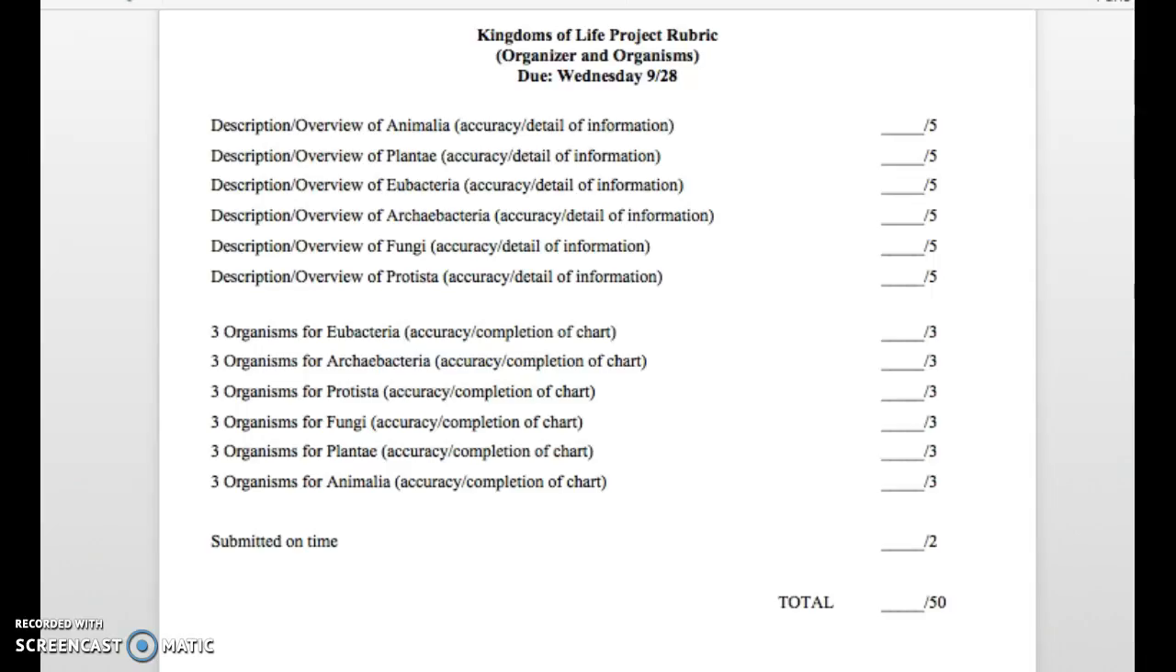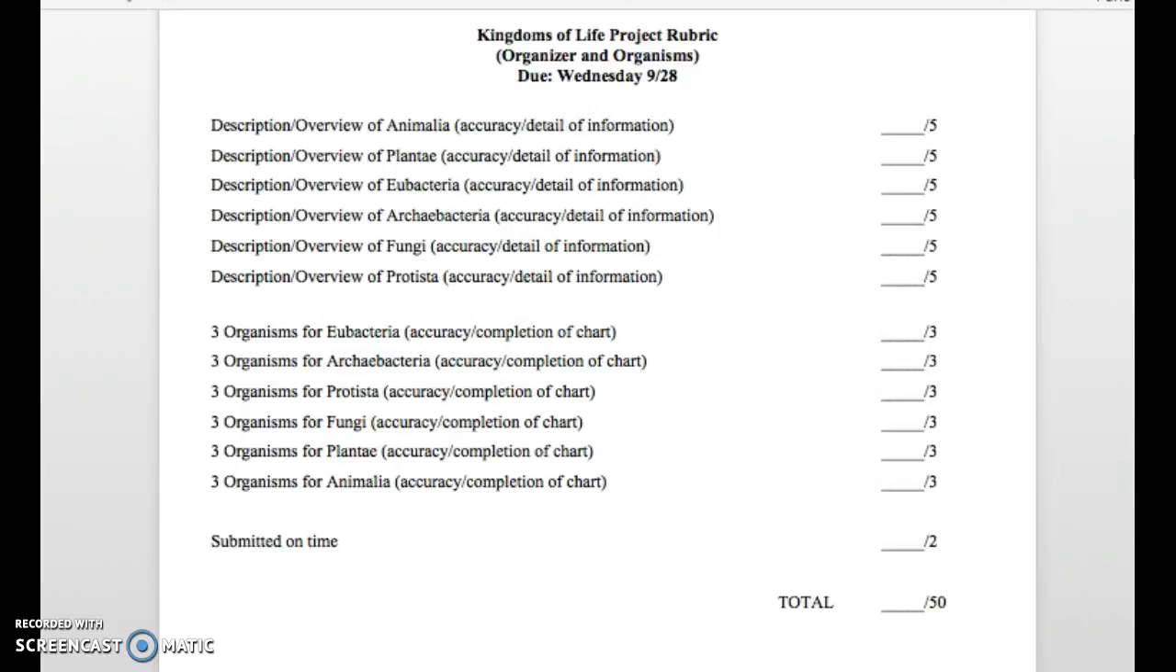In yesterday's PowerPoint, I didn't get a chance to talk about the rubric. This is in your packet, so when you get a chance, please turn to the page. This should be page 7 in your packet, and this is the rubric for part 1. So it's going to be graded out of 50 points, and you're getting points for your description and overview of your kingdom and for the 3 organisms.